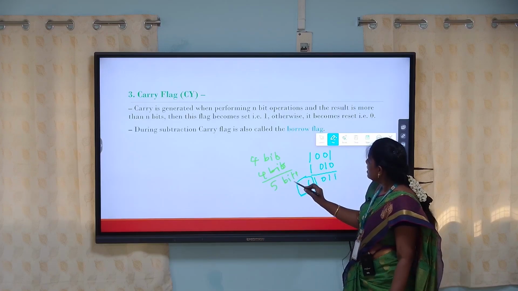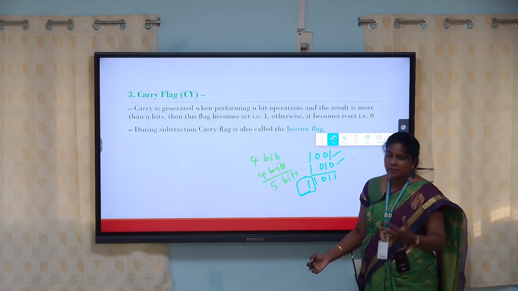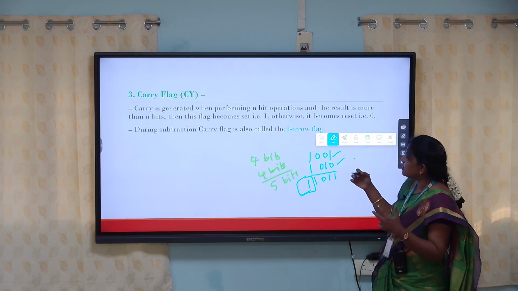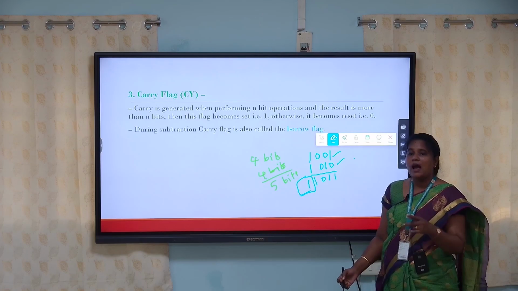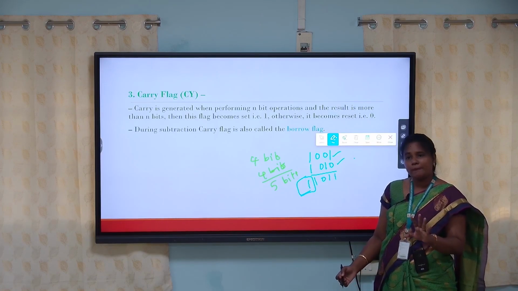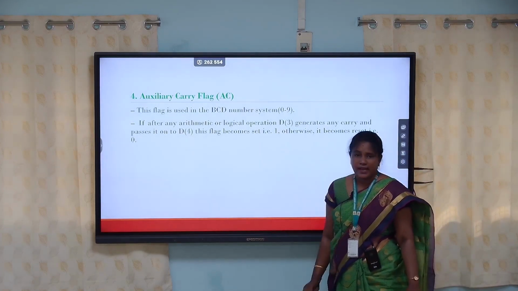So here, when we are adding two 4-bit numbers or two 8-bit numbers, if the result is more than n bits, then the carry flag is set to 1, otherwise the carry flag is reset to 0. So let's see the next flag, the auxiliary carry flag.